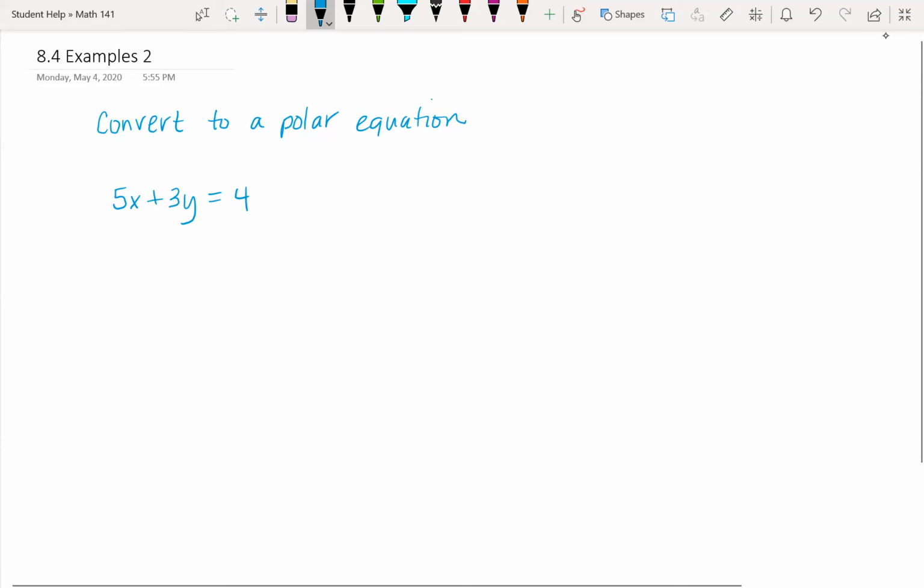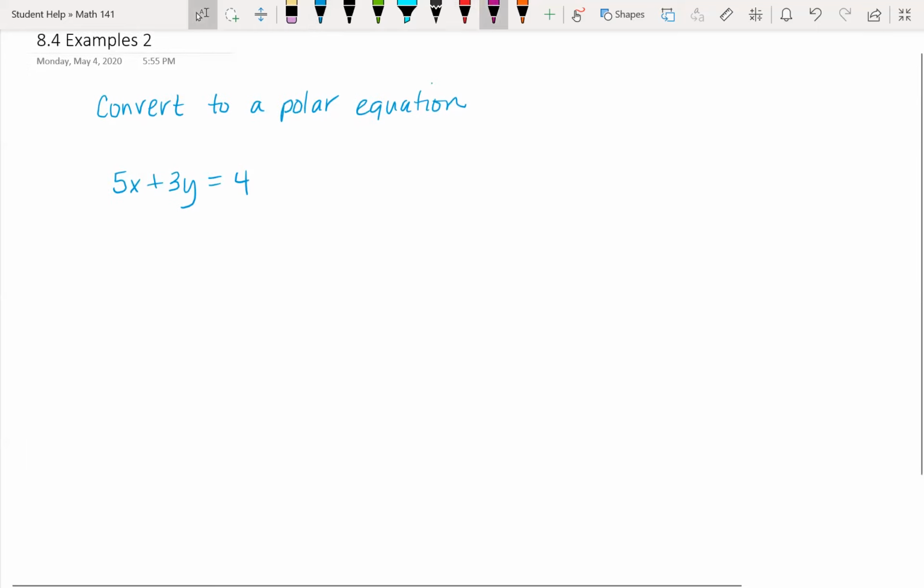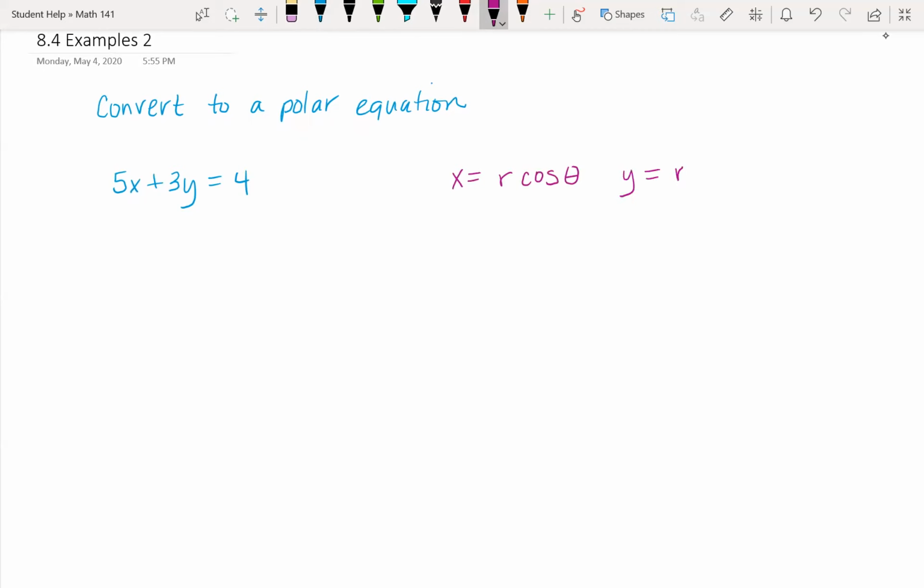Especially in calculus 2, we need to be able to convert this. And so we'll use the relationships that we had before. We're going to use the fact that x is the same as r cosine theta, and we'll also use the fact that y is equal to r sine theta. And so we'll make substitutions.